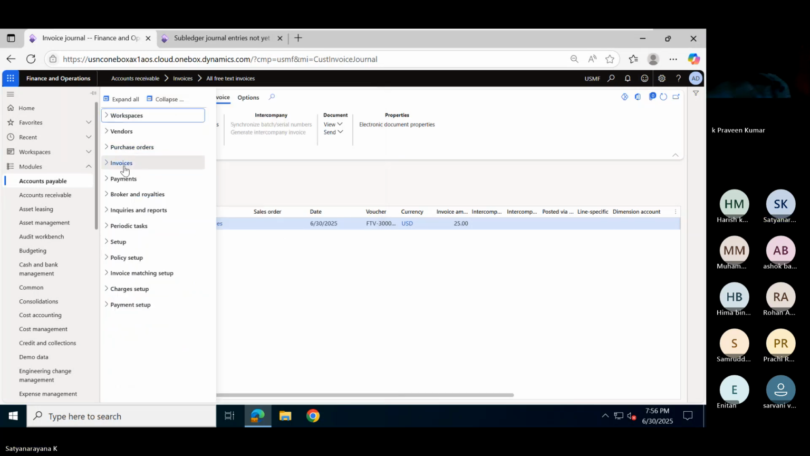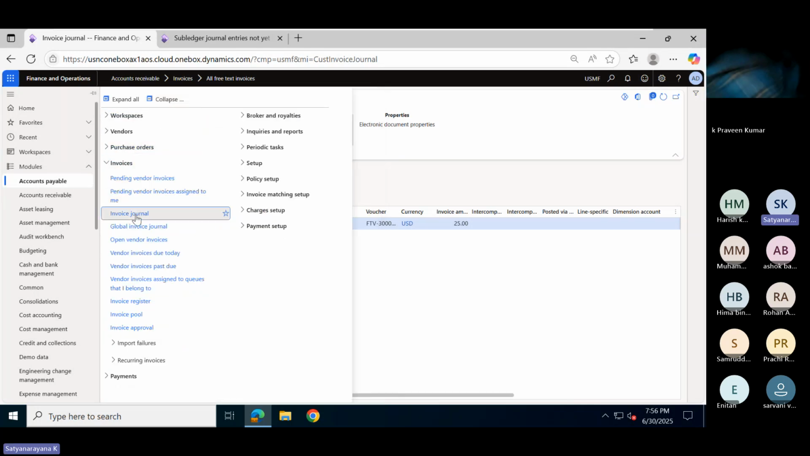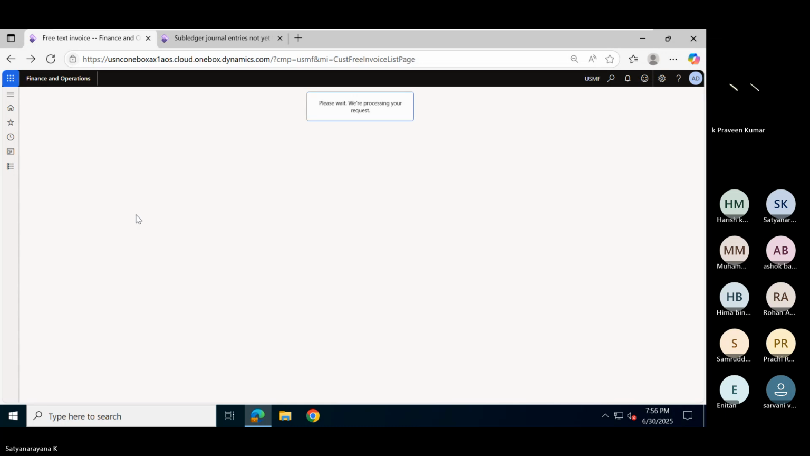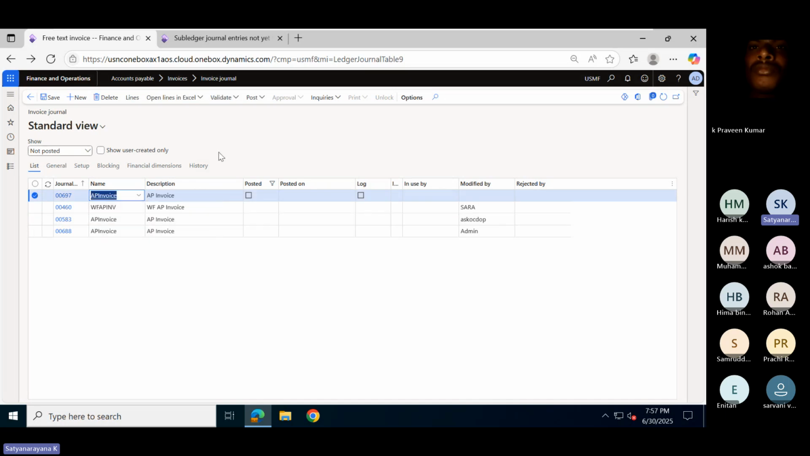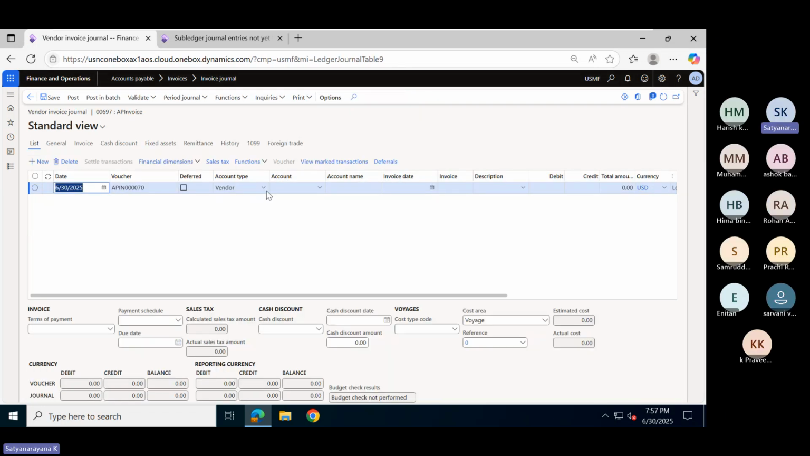collapse all, invoices, invoice journal, okay. Click on new, AP invoice, go to lines. Now select the vendor.